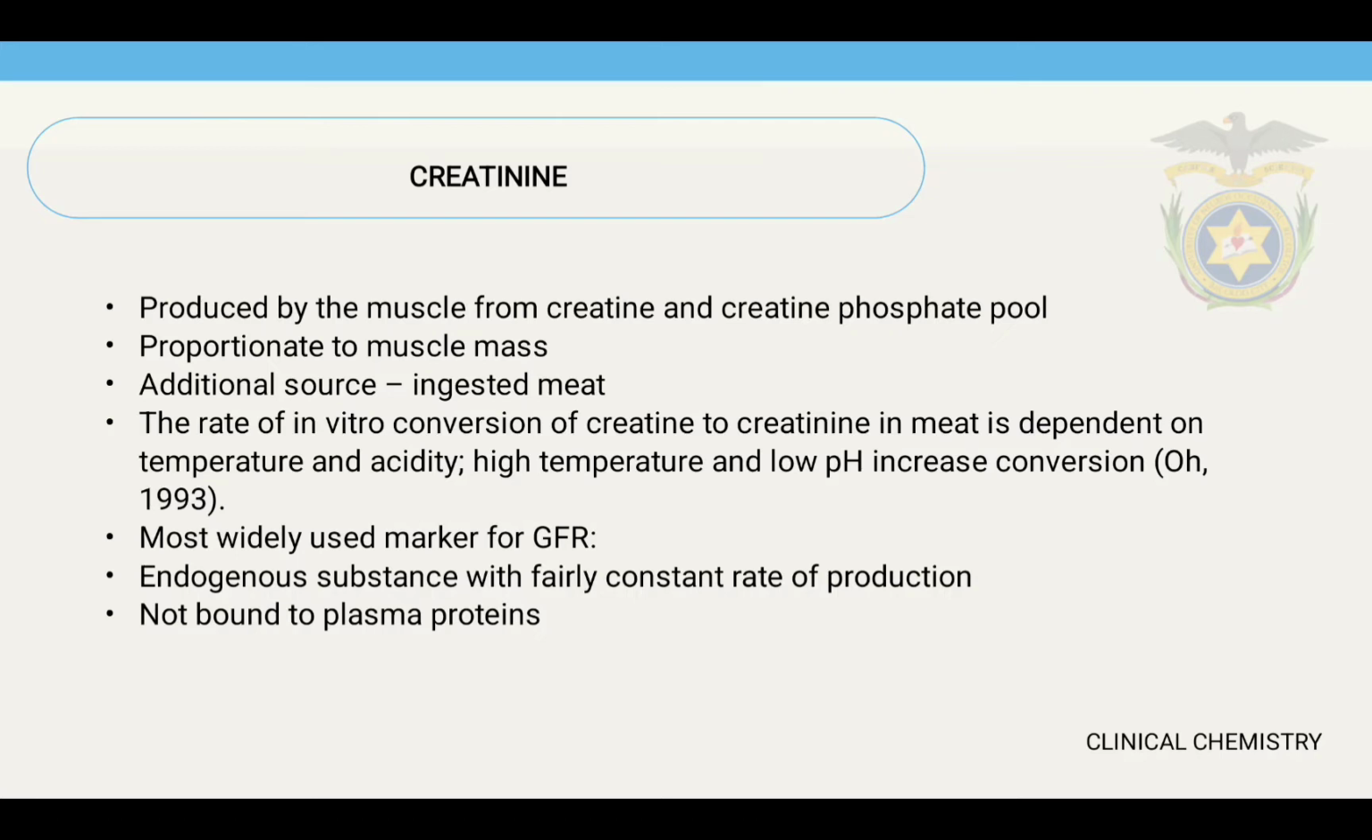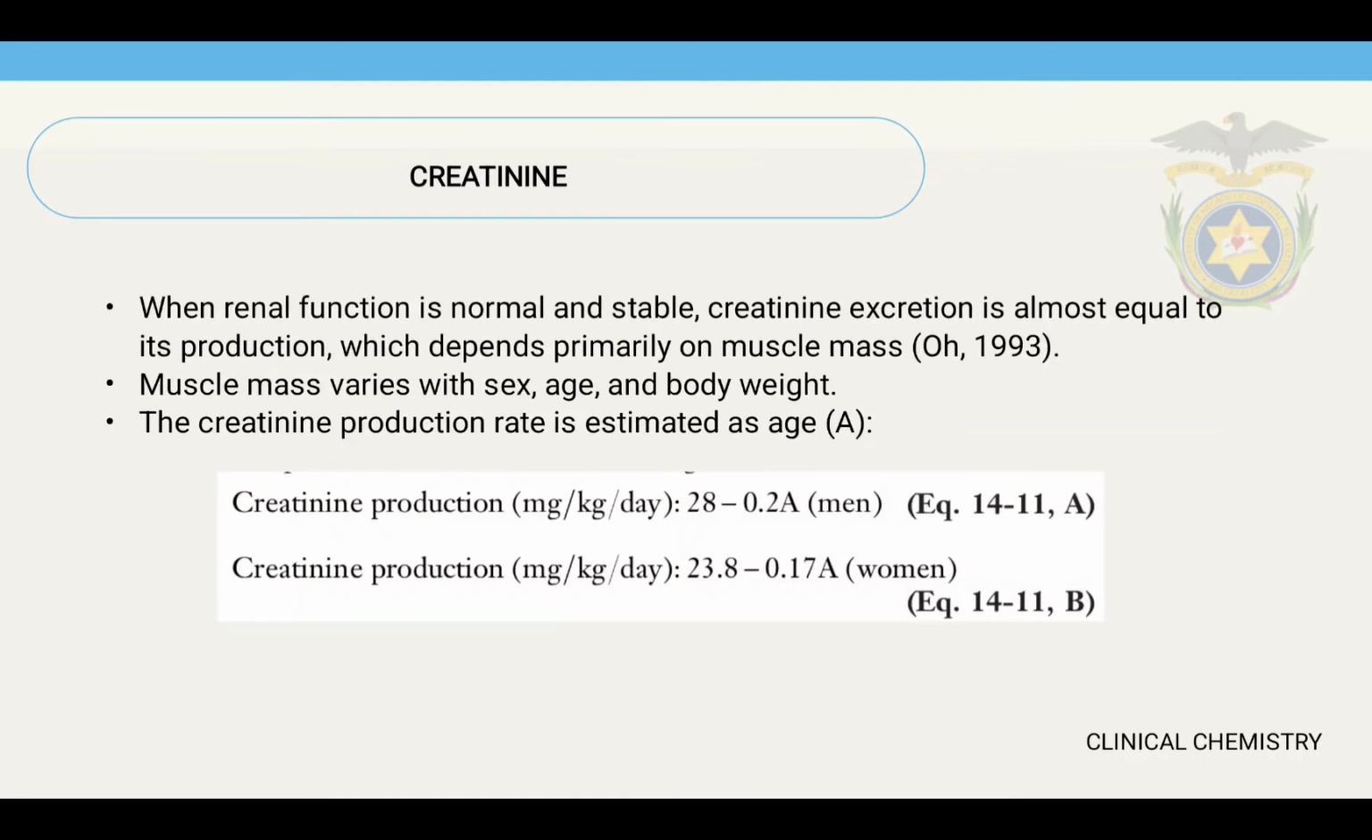Your creatinine is the most widely used marker for GFR. It is an endogenous substance with a fairly constant rate of production, and it is not bound to plasma proteins. When renal function is normal and stable, creatinine excretion is almost equal to its production, which depends primarily on muscle mass. Muscle mass varies with sex, age, and body weight. The creatinine production rate is estimated from age, so you can see on the formulas given below. If the patient is a male, it's 28 minus 0.2 times their age, whereas if the patient is a female, it's 23.8 minus 0.17 multiplied by their age.